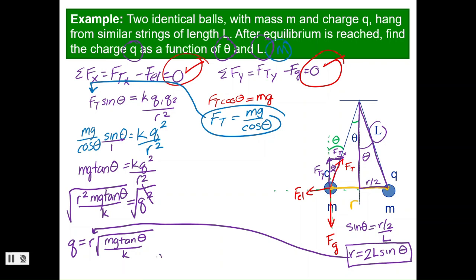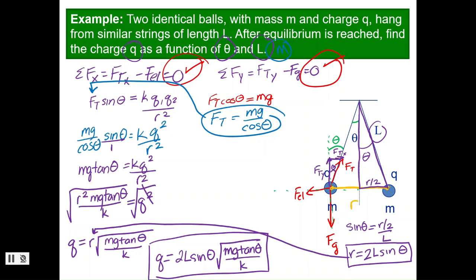So I get that q is equal to 2L sine theta times the square root of mg tan theta over k. So like I said, I don't think there's any way to eliminate m. So I think that was a mistake. I think M was supposed to be in our variable list at the top, and I apologize for that. I will fix that for next year. So we have that problem.